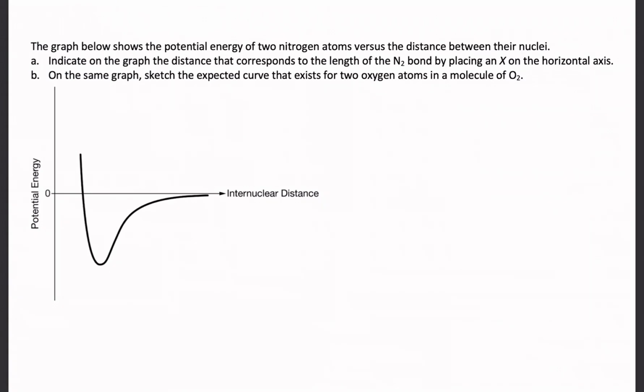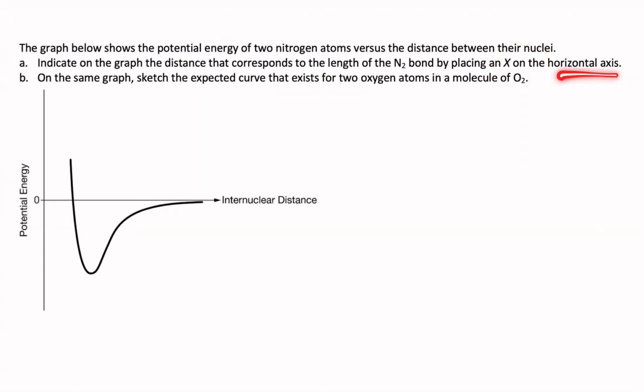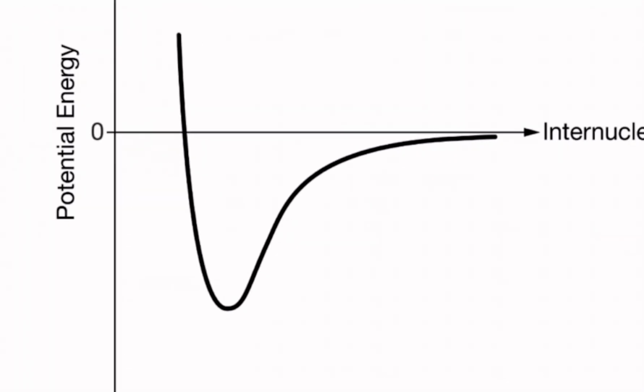Let's wrap up with a short answer question. The graph below shows the potential energy of 2 nitrogen atoms separated by their distance. Indicate the distance that's corresponding to where we would see the nitrogen by just putting an X on the horizontal axis. So that lines up with how far down along the x-axis it is. So that's going to be right there. That's where it hits that distance.